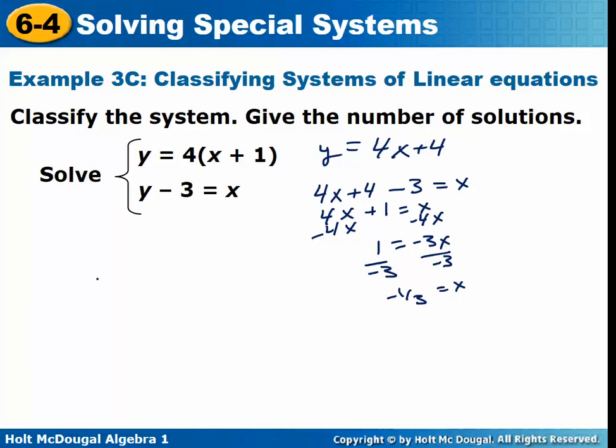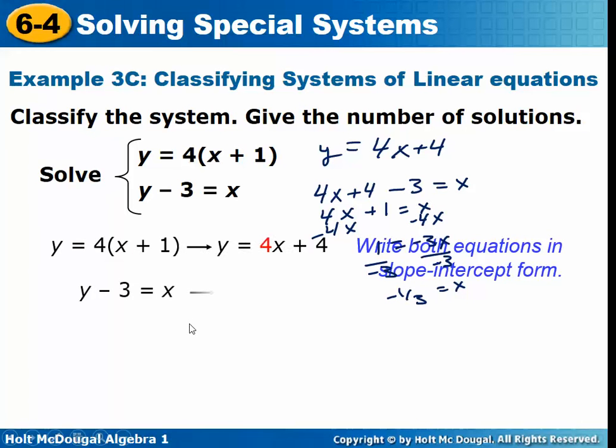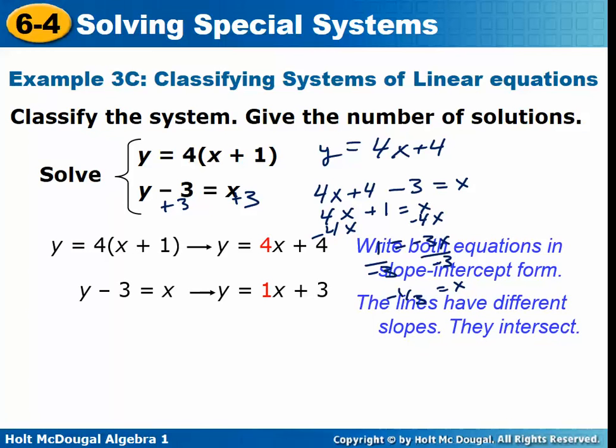Let's look at the slopes and y-intercepts of these lines. If we set both of them up in slope-intercept form, we would have y equals 4x plus 4 and y equals 1x plus 3. This one you just have to add the 3 to. So they have different slopes and they have different y-intercepts. That method shows you the same thing, that they will intersect at one point and you'll be able to find the solution.